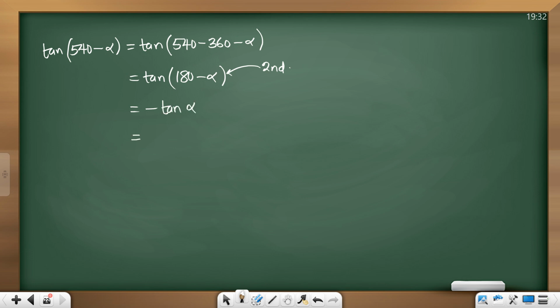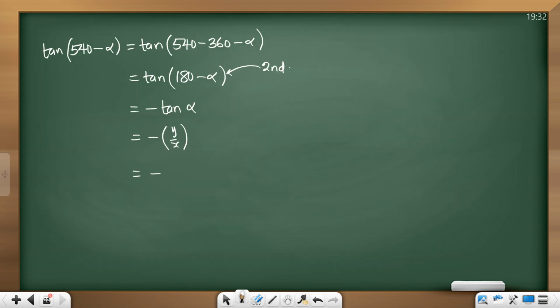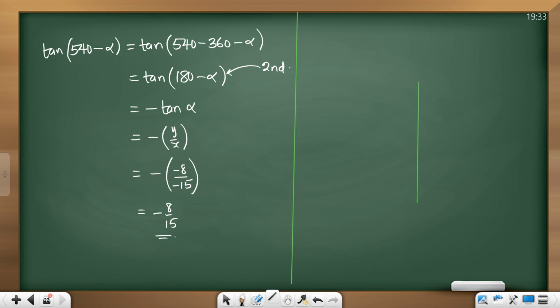And in the second quadrant, tan is negative. Oh, sweet maths. Which is negative y over x. What is our y value? Negative 8 and negative 15. The negatives divide each other, give me positive, but there's a negative outside. Did this make sense? Did this make sense?